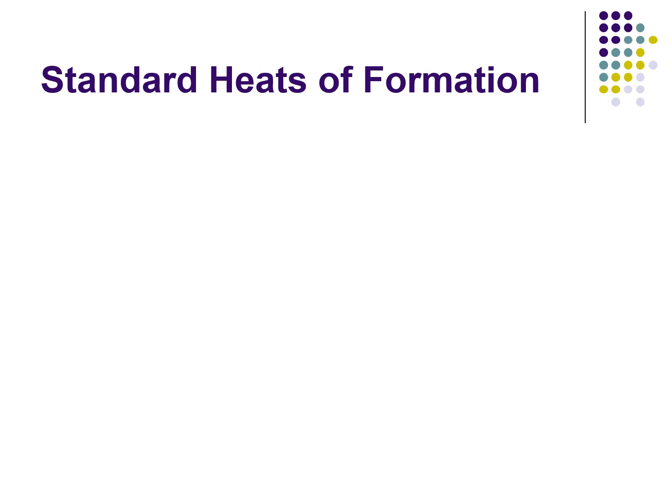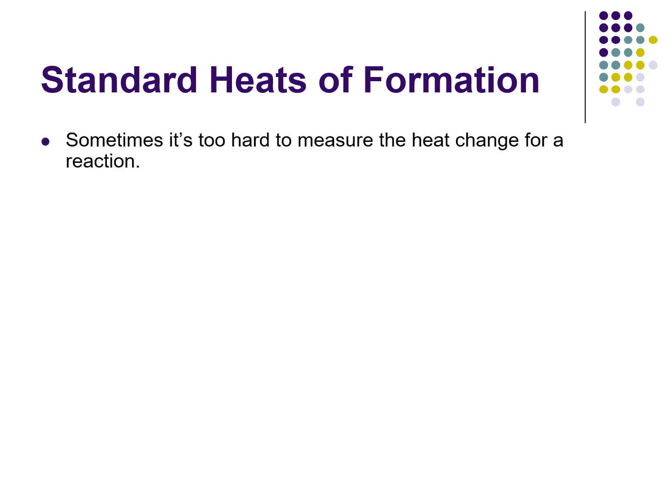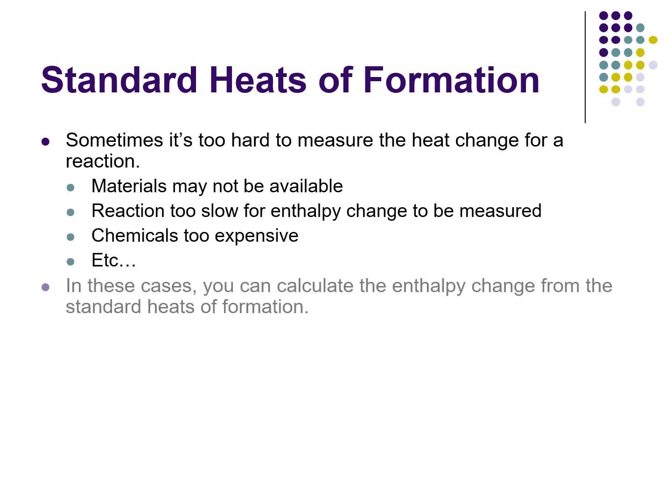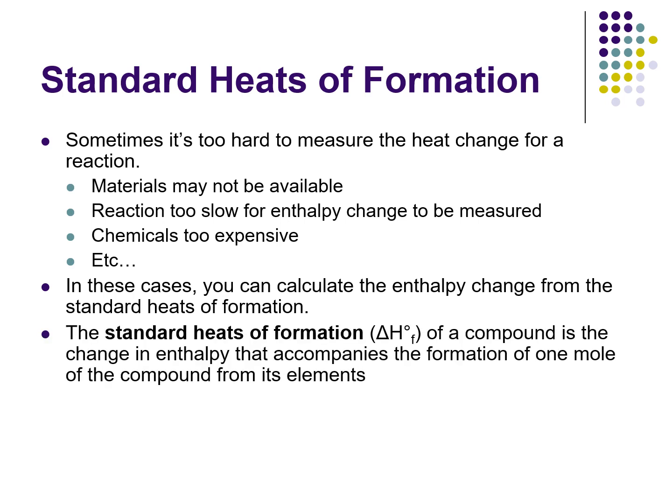Now, the other thing we can do, which is kind of a consequence of Hess's law, is called heats of formation. Sometimes it's just way too hard to measure the heat change for a reaction. Like the materials may not be available, could be too slow, could be too expensive. So what we can do is calculate the enthalpy change from something called the heat of formation. Now again, heat of whatever is just the heat change for 1 mole. So heat of formation is the heat change to make 1 mole of a compound from its elements.